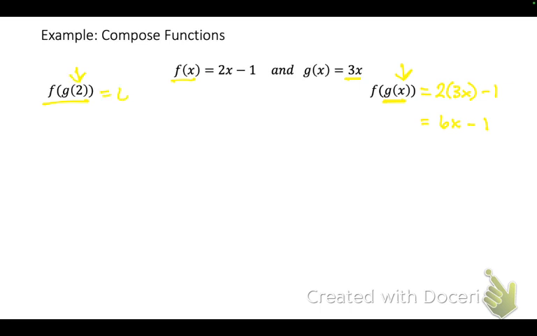So that gives me 6 times 2 minus 1, which is what? 11. Focus now. Okay. Does that make sense how that works? Yes.